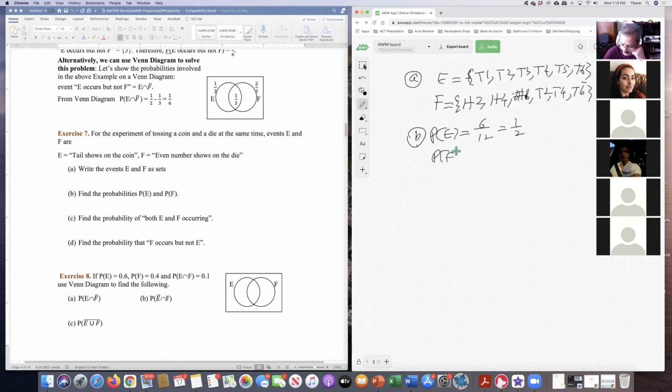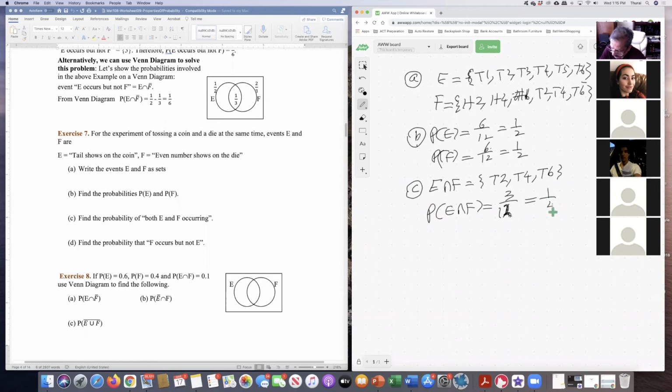Probability of F is, there are 6 elements there. So 6 over 12 equal to half again. Part C, find the probability of both E and F occurring. Okay, so for that, you just have to find E intersection F. What do we have there? T2, T4, T6. So probability for both occurring is equal to 3 over 12, since the sample space has 12. So 1 over 4.